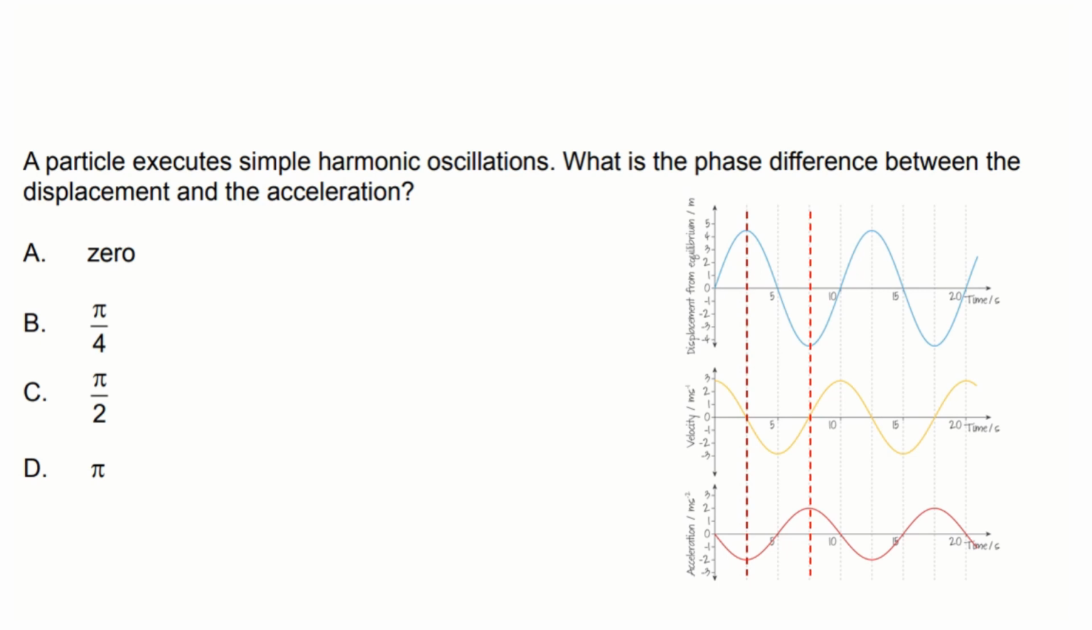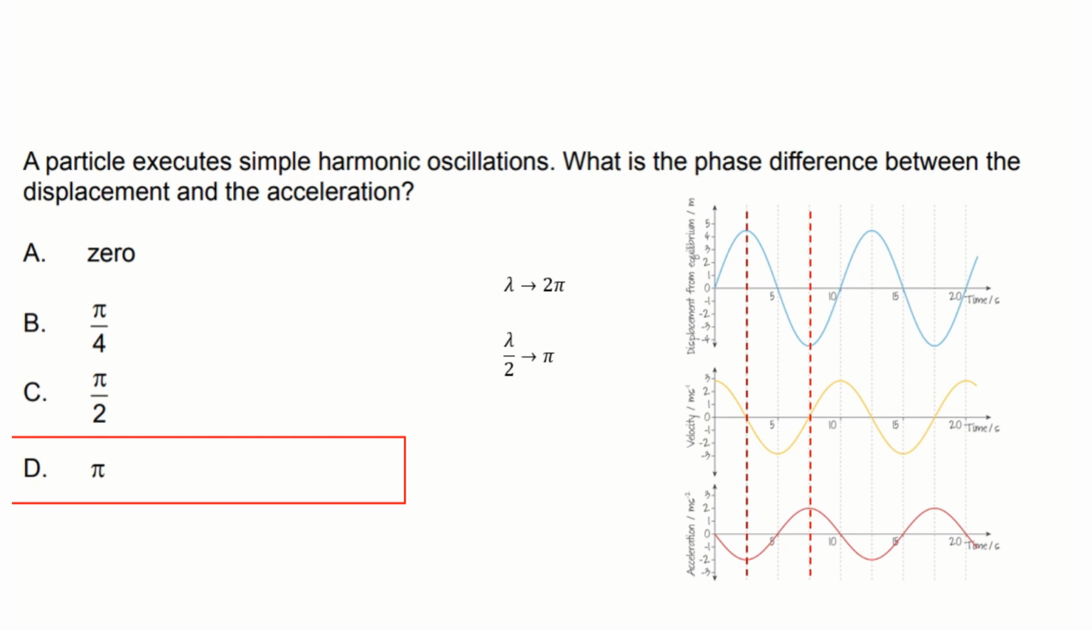Now, we know that if these were out by one whole wave, then they would have a phase difference of 2 pi. But that's not the case here. We're out by a distance of lambda over 2, so therefore, what you've got there is a phase difference of pi.